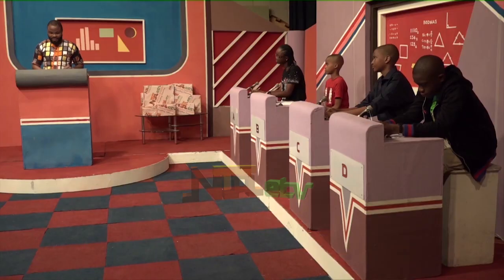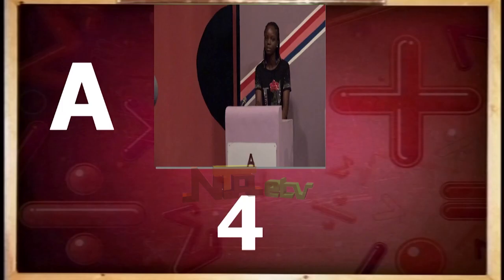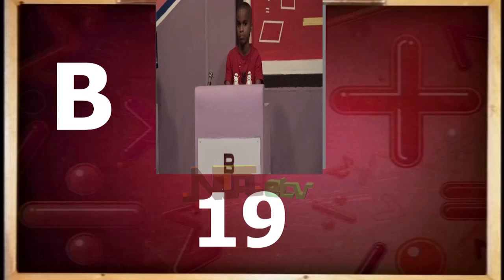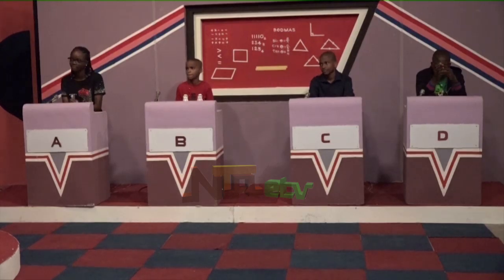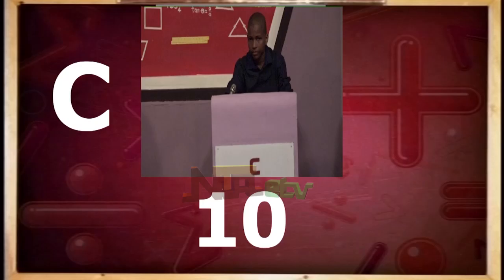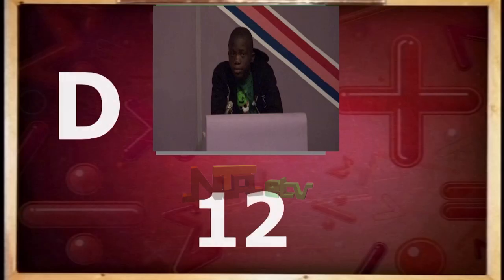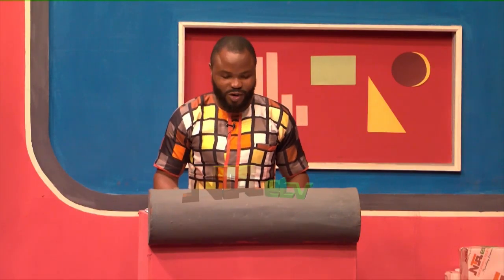Welcome back. This is Work It Out. Contestant A came out with 4 points. Contestant B came out with 19 points. Contestant C came out with 10 points. While contestant D came out with 12 points. With that being said, contestant A bows out at this stage, while contestant B, C, and D proceed to the next stage of our competition.